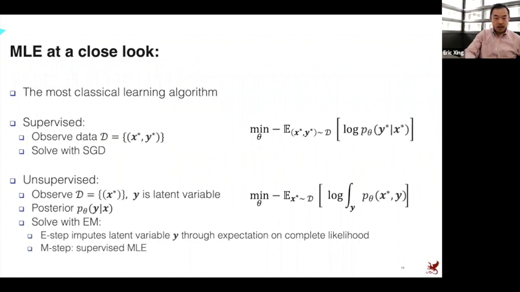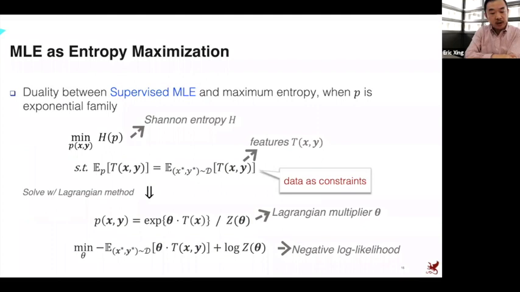But I want to suggest that when you change the angle from which you look at the problem, say even MLE, you may have an opportunity to reduce the complexity and build up solutions which can be generalized when you solve other problems. This new view is known as the maximum entropy view. Here I show a maximum entropy representation of the MLE problem.